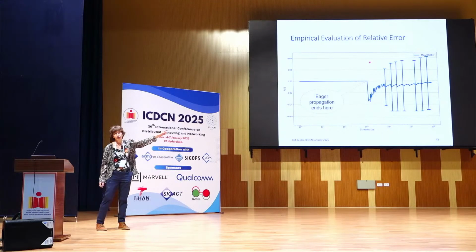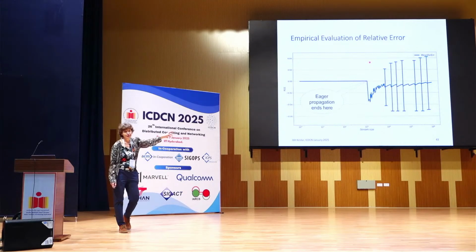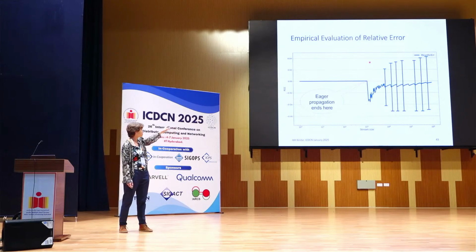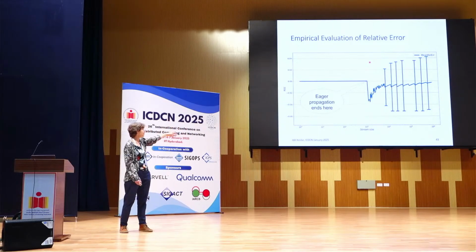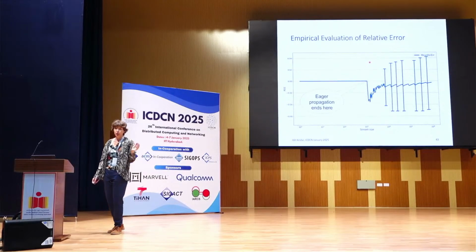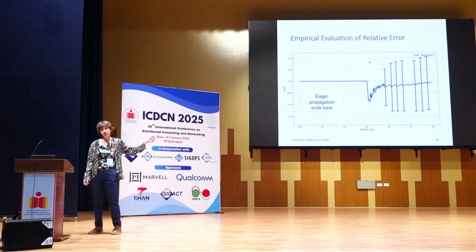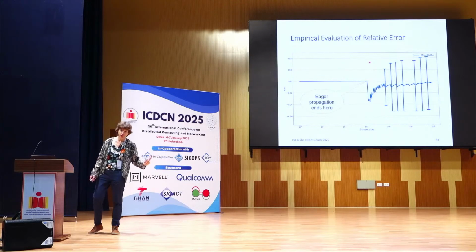Why do we have no error at the beginning? Buffers are not full. Eager propagation. We do eager propagation when the sketch is small, so zero error. This is the threshold we determine. Once we hit that threshold, error starts. First it's big, and then it becomes smaller. Why does it become smaller? Because this is a relative error. As the stream becomes bigger, the buffer size becomes negligible.